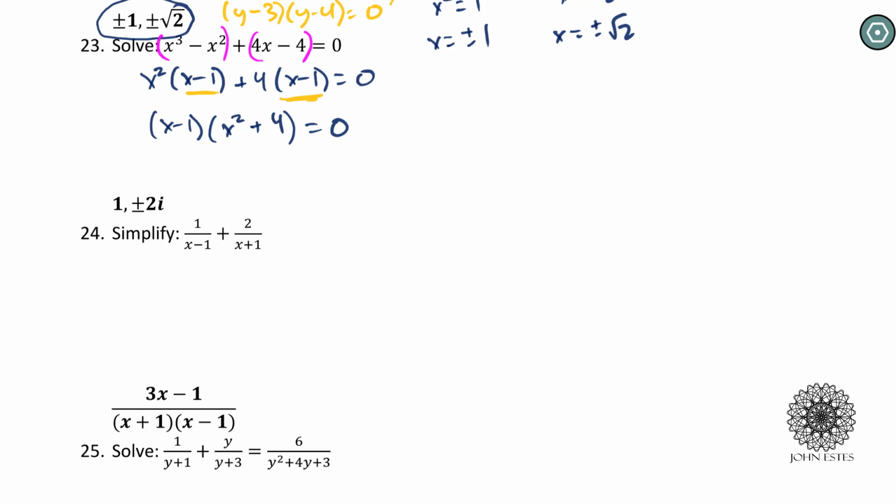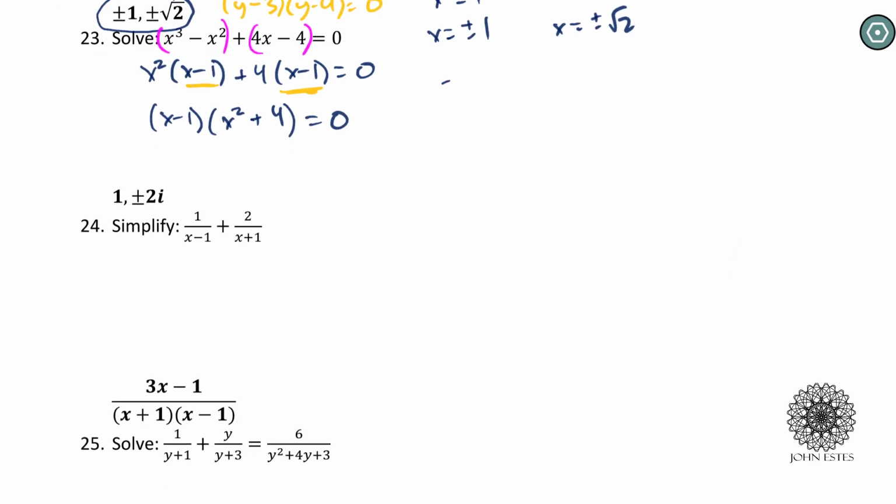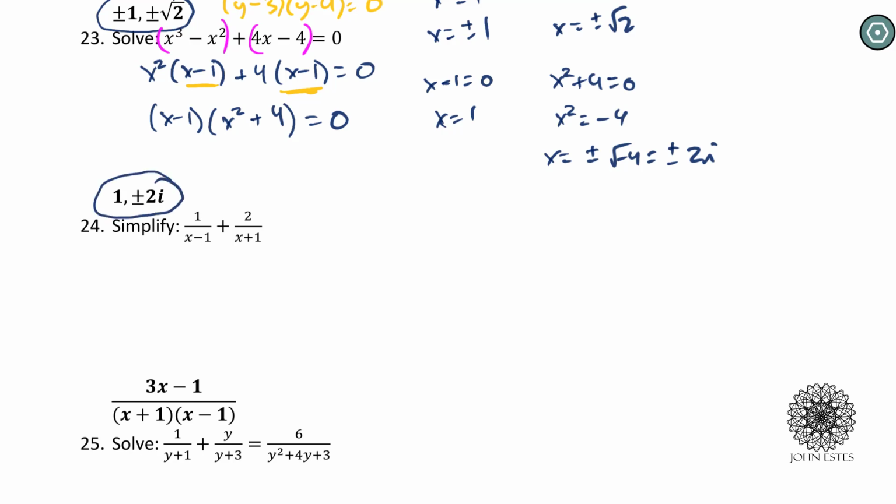I can factor it, and I end up with the equations x minus 1 equals 0, which gives me x equals 1, and I end up with x squared plus 4 equals 0, which would be x squared equals negative 4, or x equals plus or minus the square root of negative 4, which we know is plus or minus 2i. So there are my three solutions, 1 and plus or minus 2i.